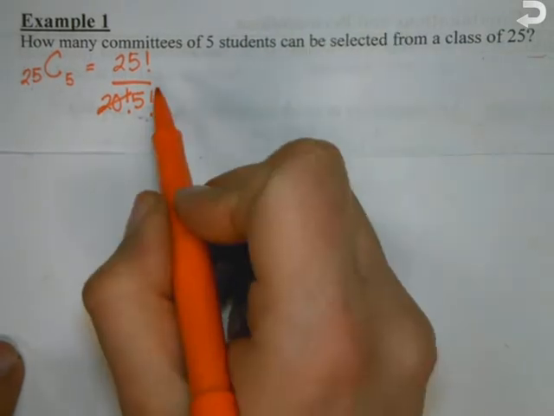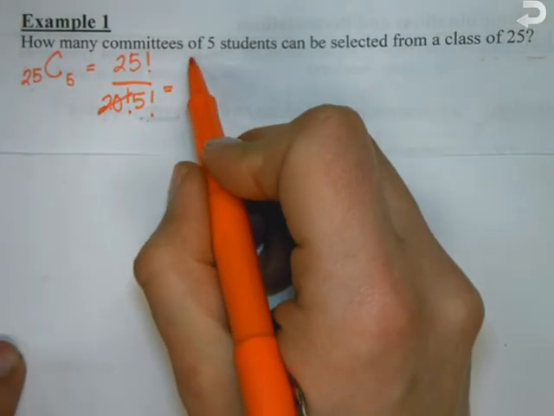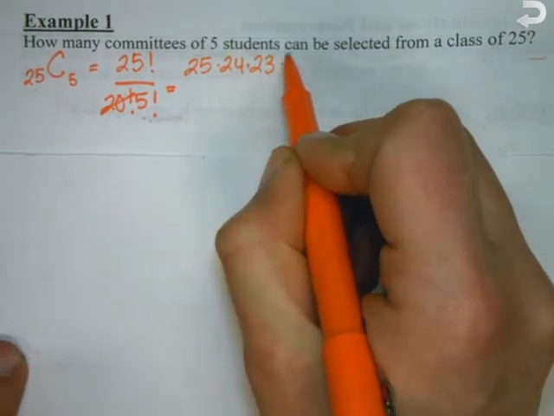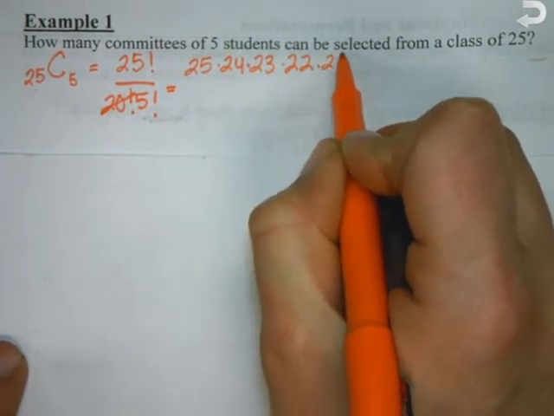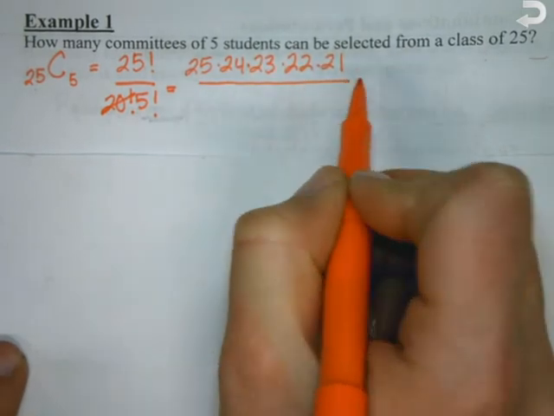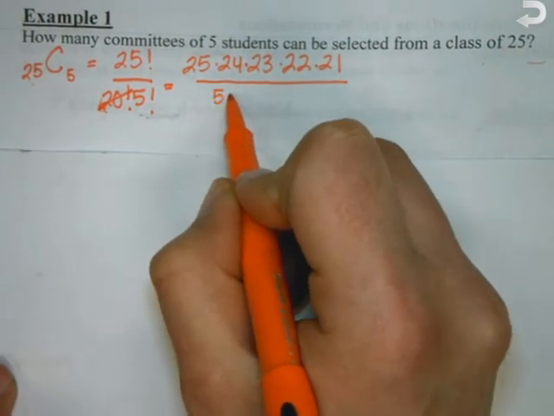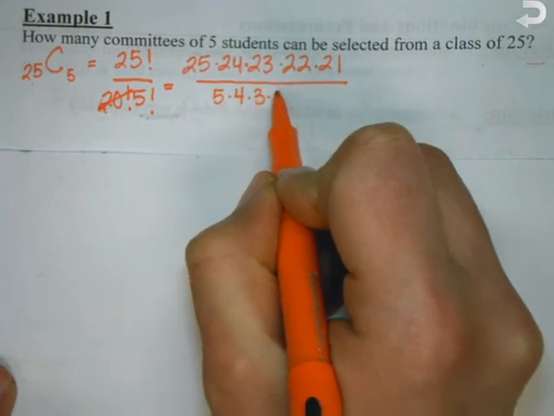25, 24, 23, 22, 21, all over... Okay, so what's 5 factorial? 5, 4, 3, 2, 1. Okay, what cancels or reduces here?